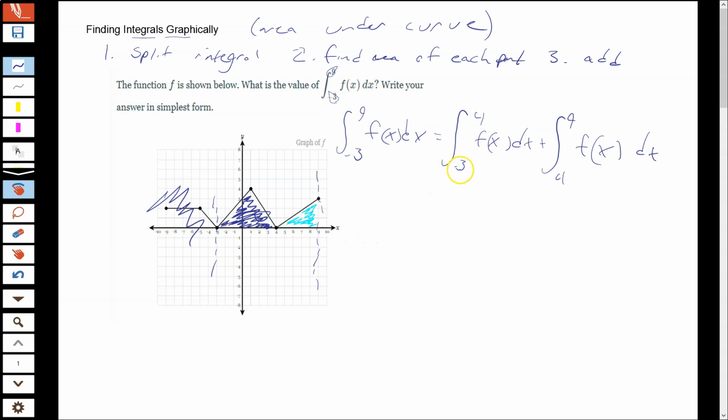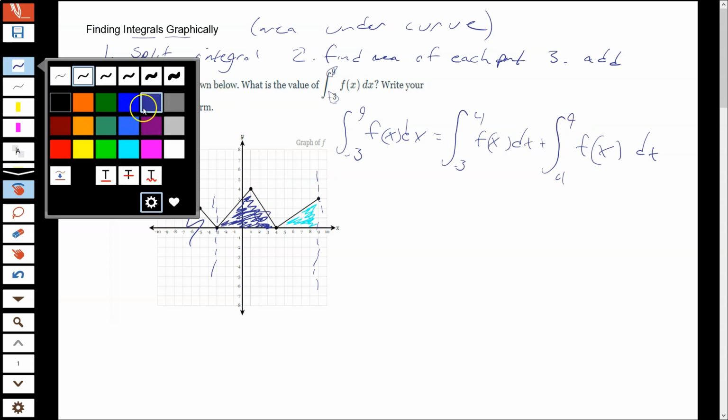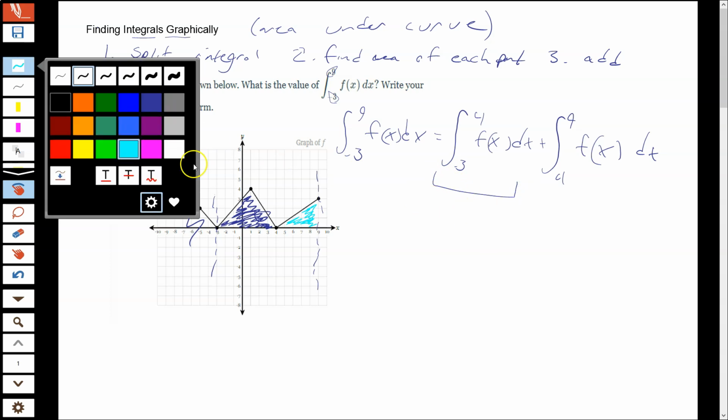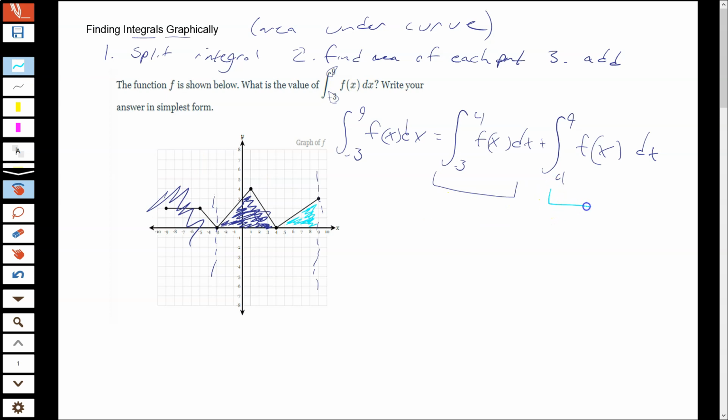is going to be equal to the integral from -3 to 4 plus the integral from 4 to 9. Okay, so that's what I kind of mean by splitting it up. So just to be clear, like left-hand integral is my first triangle, and then right-hand integral is my second triangle. Okay. What we will do is we will say our area of a triangle is equal to 1/2 base height.